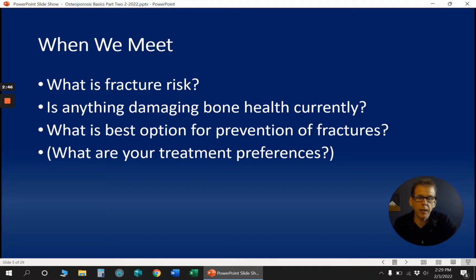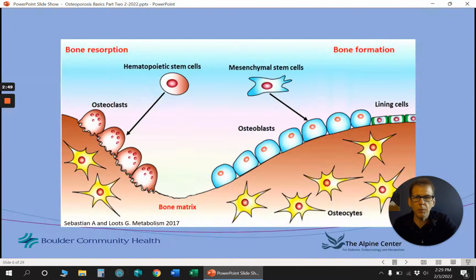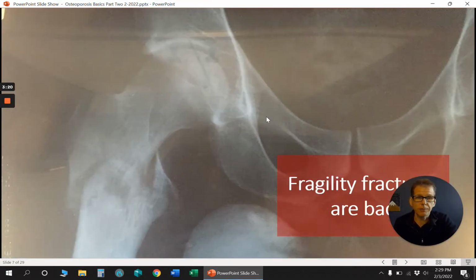So fracture risk and damaging bone health, we talked about that in Part 1. We talked a little bit about these cells, the osteoclasts, which break down bone, digging this little bone pit, and the osteoblasts, which rebuild bone, building it back up. And after about age 30, whenever we resorb bone, we resorb a little bit more than we form. We break down a little bit more than we build, which leads to a net loss of bone density over time. Ultimately, that can lead to a risk of these things called fragility fractures.